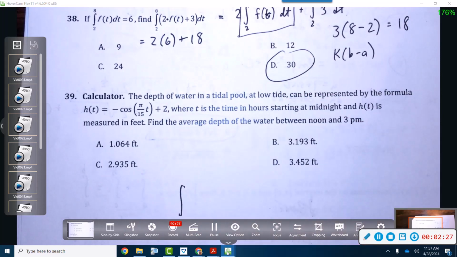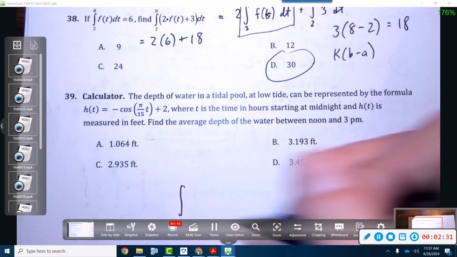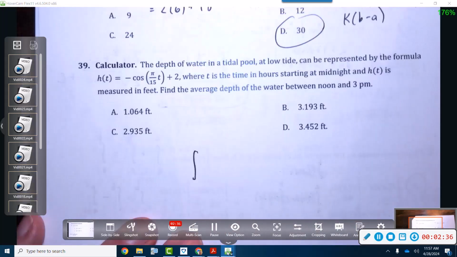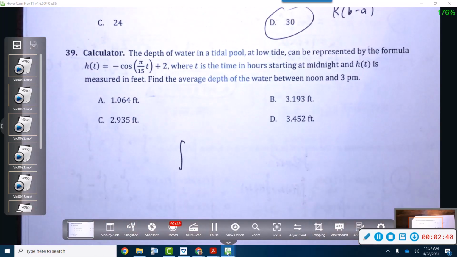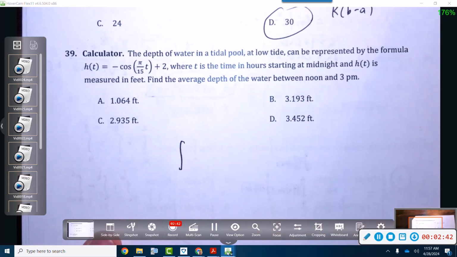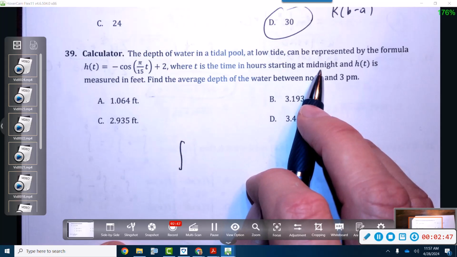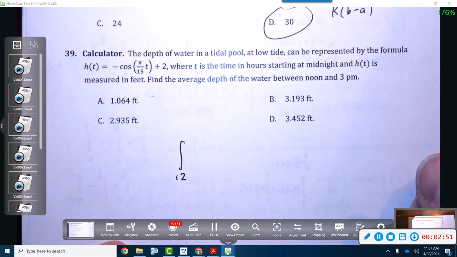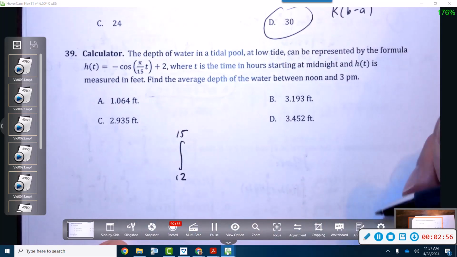That's exactly right. We are going from noon to 3, so don't put noon as 12. Put it as 0, I think. Let's see. Oh, it's starting at midnight. Oh, okay, whoa. So we're starting at midnight. So we will actually put noon as 12, but we're not going to put 3 p.m. as 3. Yes, you know it's going to be 15. It's the 15th hour from midnight.